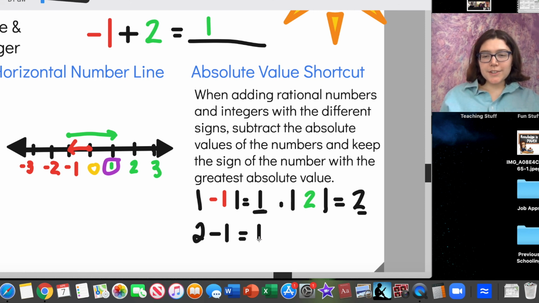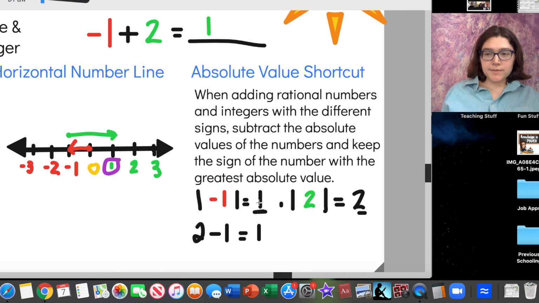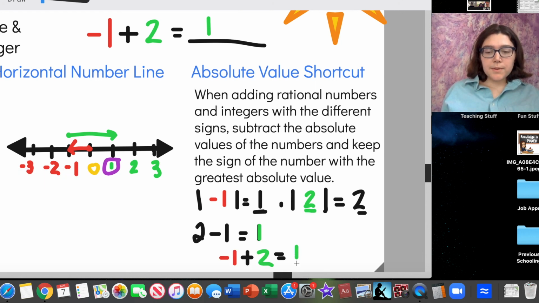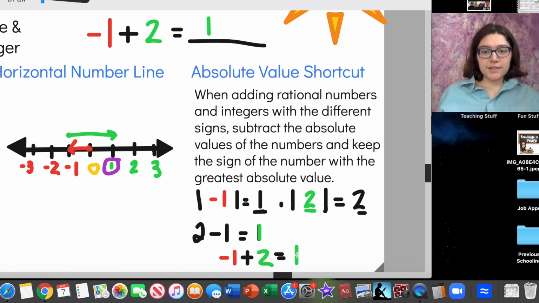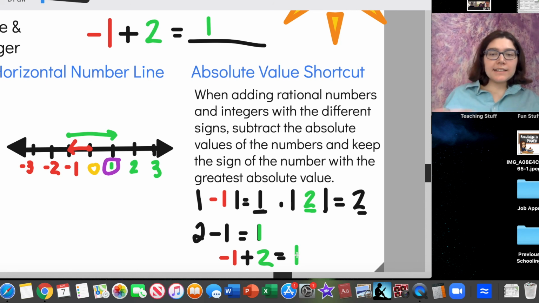And then we're told to keep the sign, meaning positive or negative sign, of the number with the greatest absolute value. So looking at negative 1 and 2, which one has the biggest absolute value? Is 1 bigger than 2 or is 2 bigger than 1? 2 is bigger than 1, so 2 has the greatest absolute value. And in this case, 2 is positive. So that's why we're going to end up with the answer that negative 1 plus 2 is equal to positive 1.